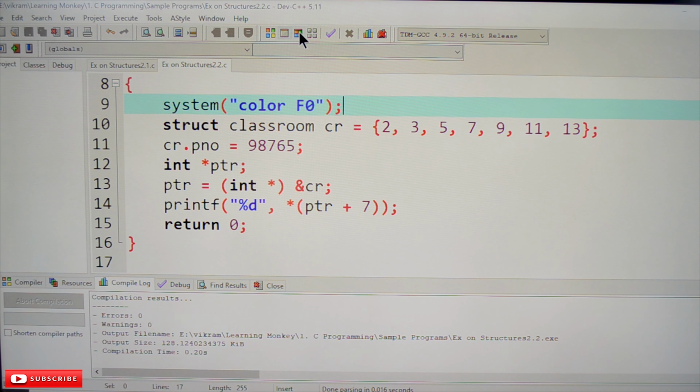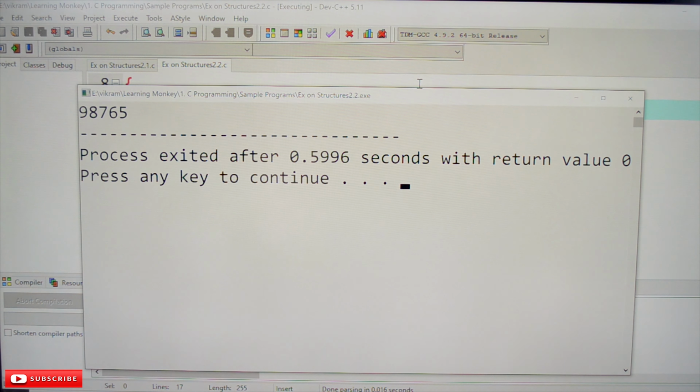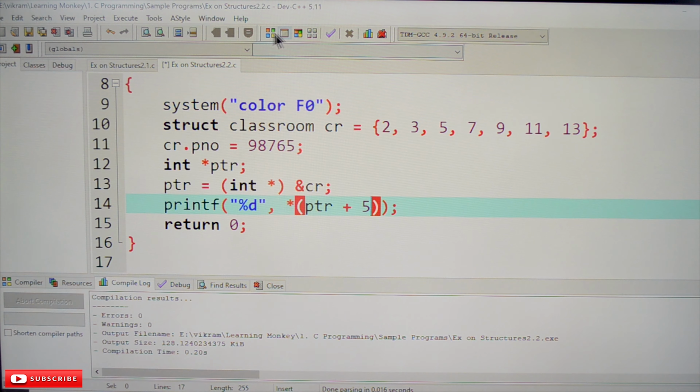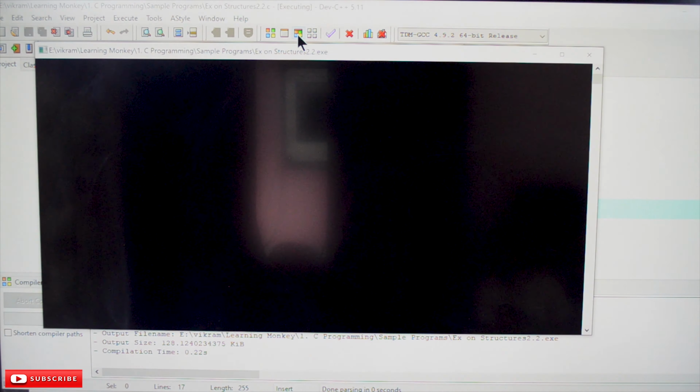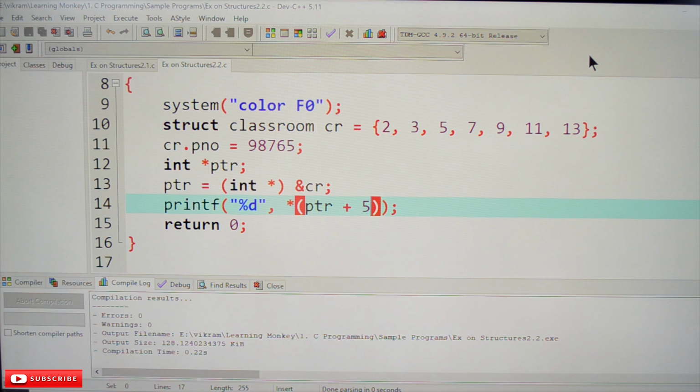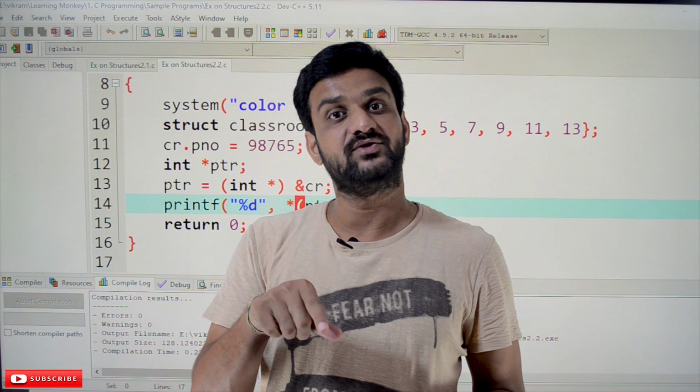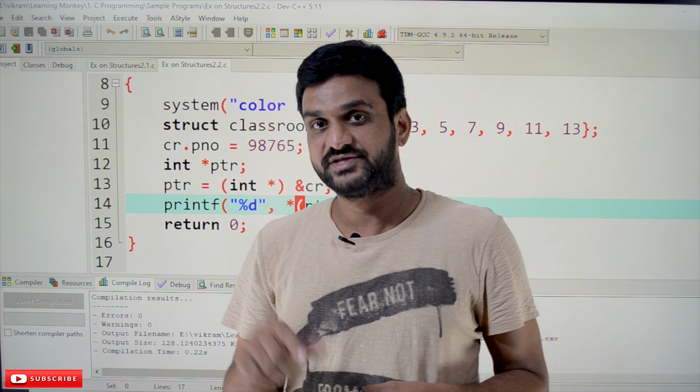PTR plus 7 gives 98765. For example, let's change it and give it as PTR plus 5. What has to be printed? PTR plus 5 means PTR plus 0, 1, 2, 3, 4, 5. 11 has to be printed. Let's check it. The output is 11. So without the member names, we were able to access the values of the members by using the memory locations. So this is also possible.